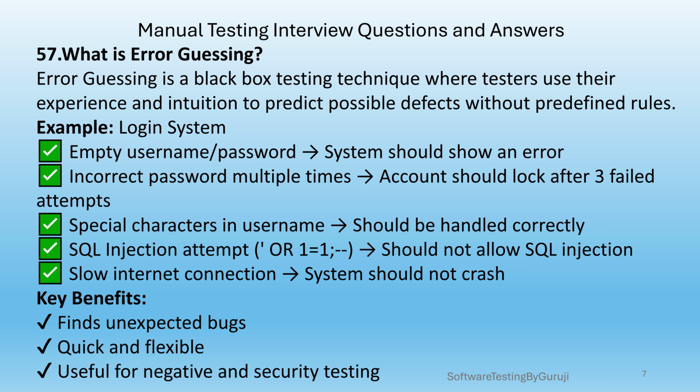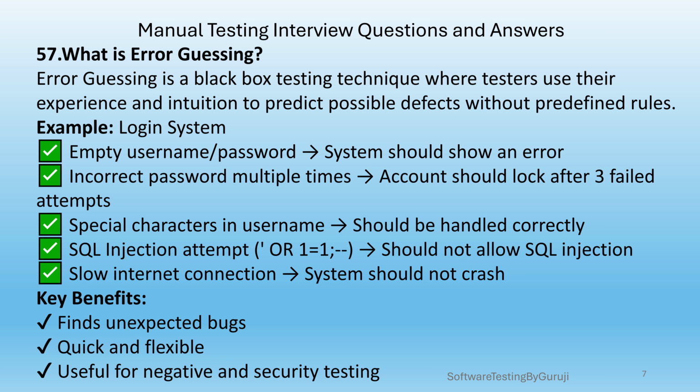Next question is, what is error guessing? Error guessing is a black box testing technique where testers use their experience and intuition to predict possible defects without predefined rules. Example, login system: empty username or password, system should show an error. Incorrect password multiple times, account should lock after 3 failed attempts.